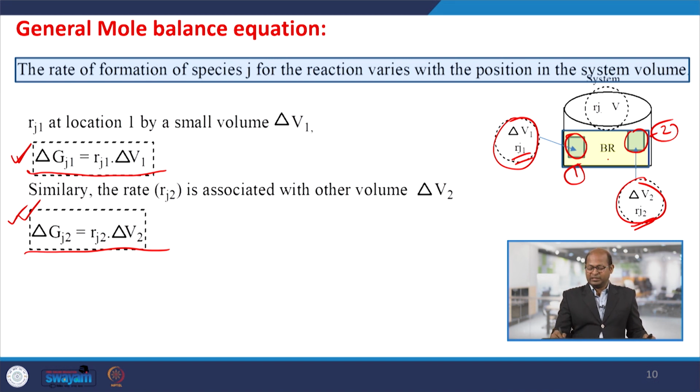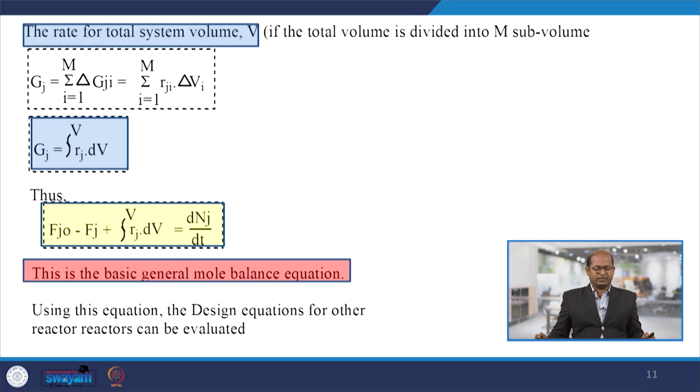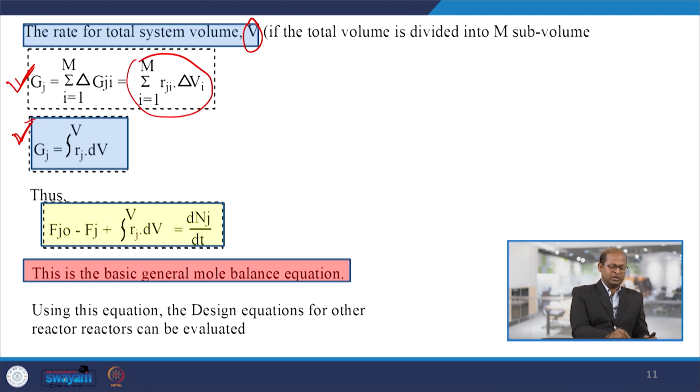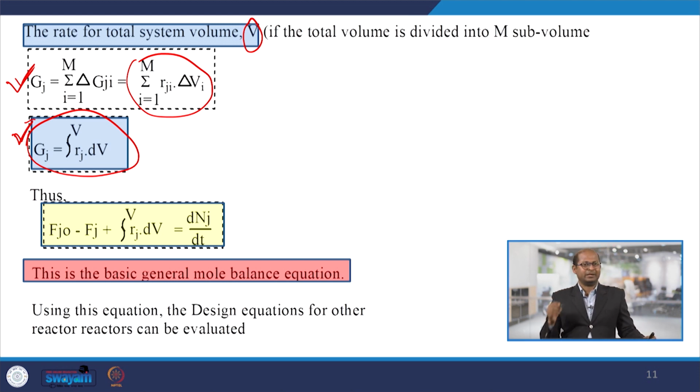Like that, any other place within the system we can consider, and in that way we can sum up the total generation. The total rate of generation within the system volume V, we can write G J equals the summation over all individual points and corresponding rates. If we express this in terms of integration, G J equals the integral over the total volume of R J, where R J is the rate at that particular point or location or specified volume. If we sum up, the rate of generation part comes like this.